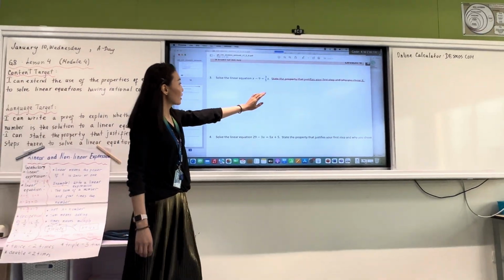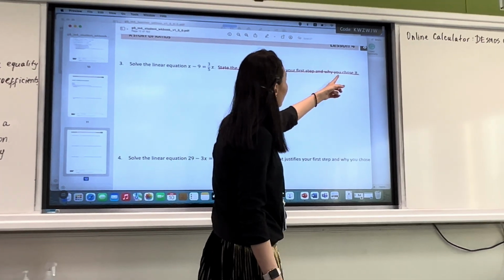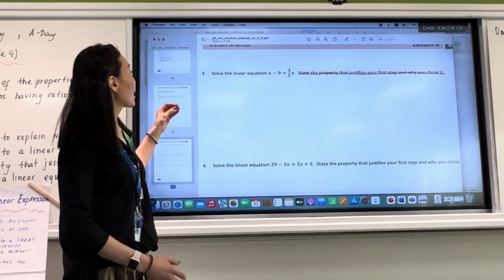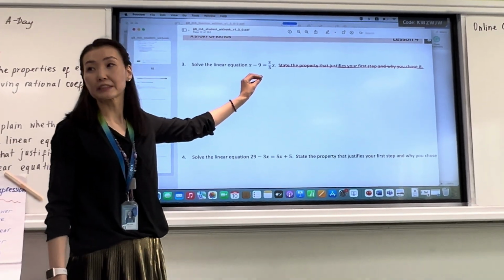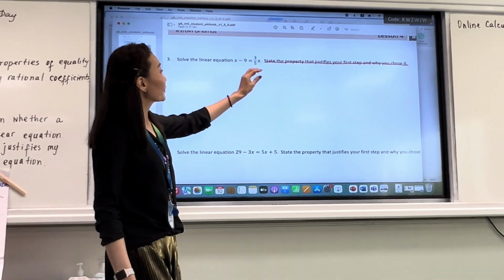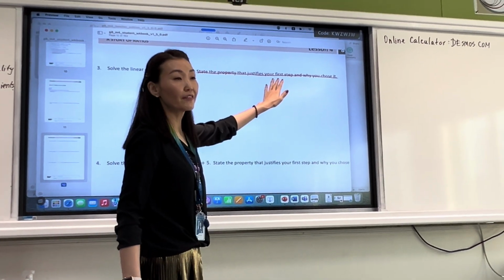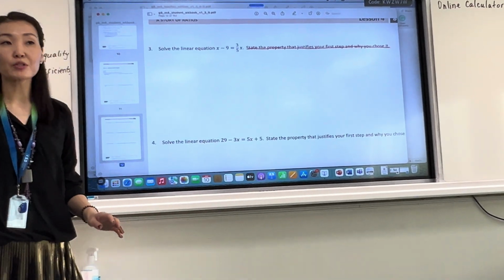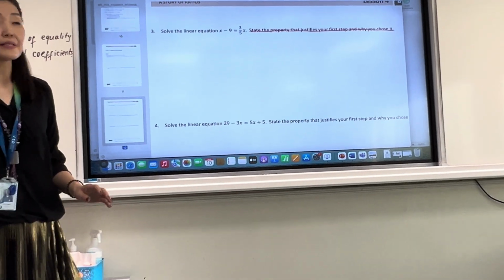Okay, so why do you think I crossed out this bit? Because we want to focus on just solving the equation, and I'm not worried about the property that we're using. Eventually we'll review the properties, okay? I'm trying to make your life a bit easier.